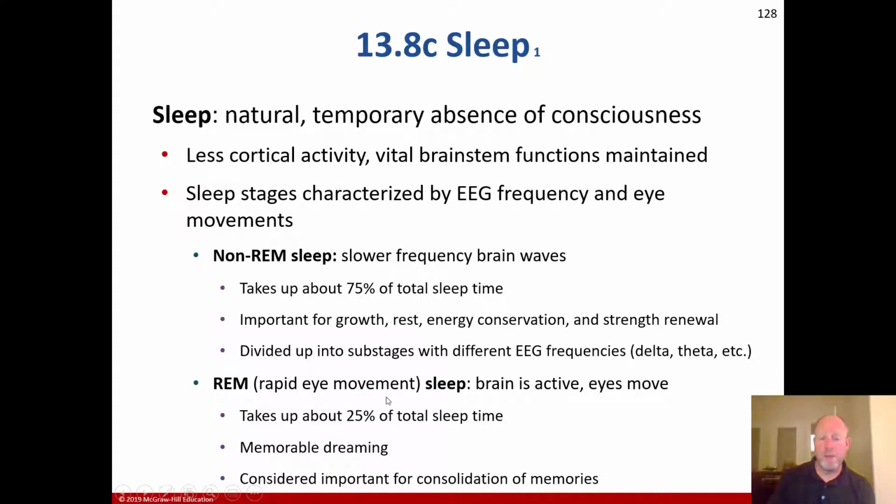Whereas REM, or rapid eye movement sleep, the brain's active and eyes move, takes about 25% of total sleep time. It can take up a lot more, in which case someone doesn't get restful sleep. Memorable dreaming occurs here. It's considered important for consolidation of memories.